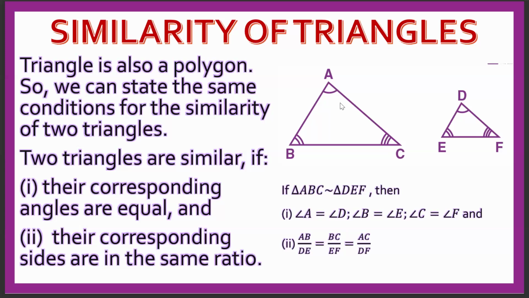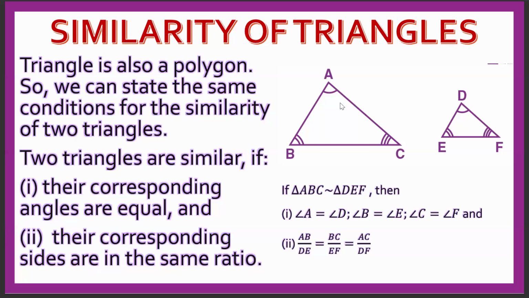If the corresponding angles are equal, then the triangles may be congruent as well as similar. From the first condition, in congruency the corresponding angles are also equal. But the second condition is very important: the corresponding sides are in the same ratio. That is, AB by DE, AC by DF, and similarly BC by EF. If these ratios are equal, then we can say that the triangles or polygons are similar.